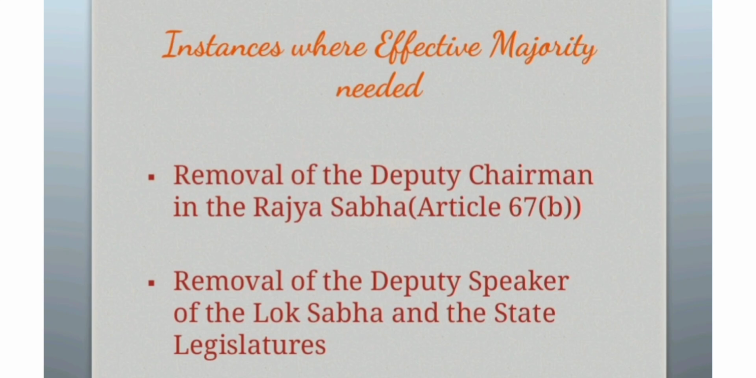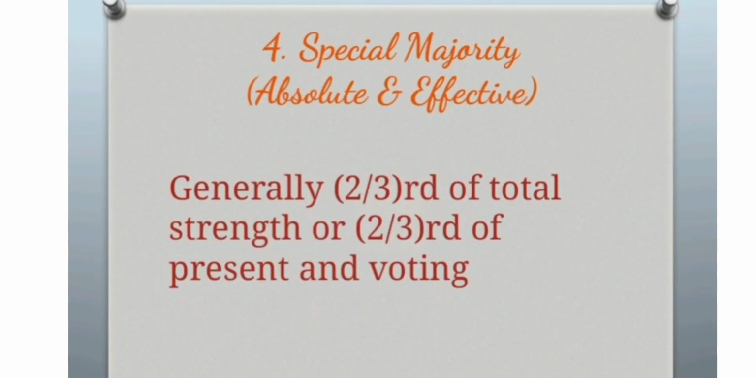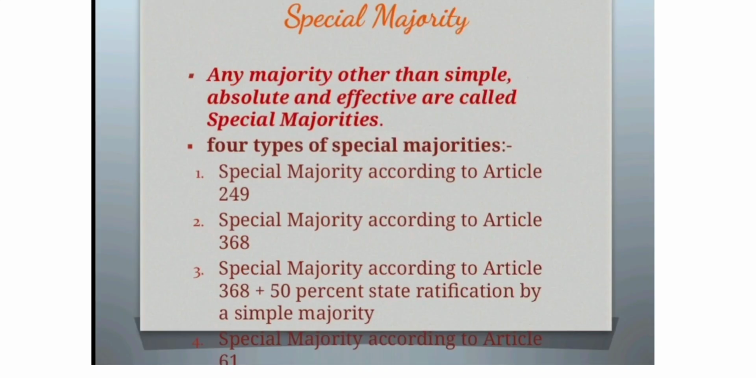Let's go to special majority. Any majority other than simple, absolute and effective majority is called special majority. These include majority by 2/3 strength of the House. Mainly there are 4 types of special majorities. They are special majority by Article 249, special majority by Article 368, special majority by Article 368 plus 50% of state ratification by simple majority, and the last one special majority according to Article 61. Let's see each of these in detail.